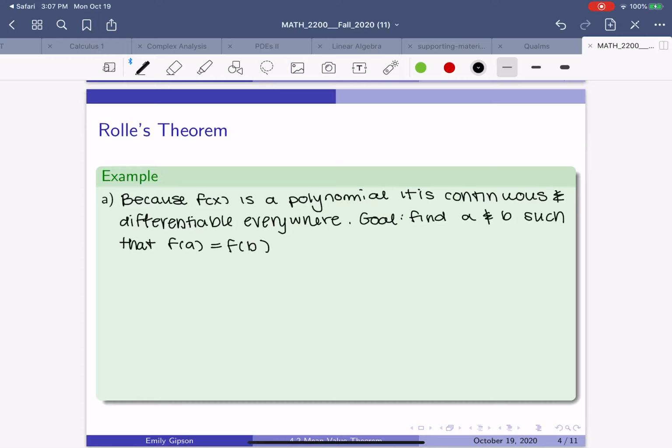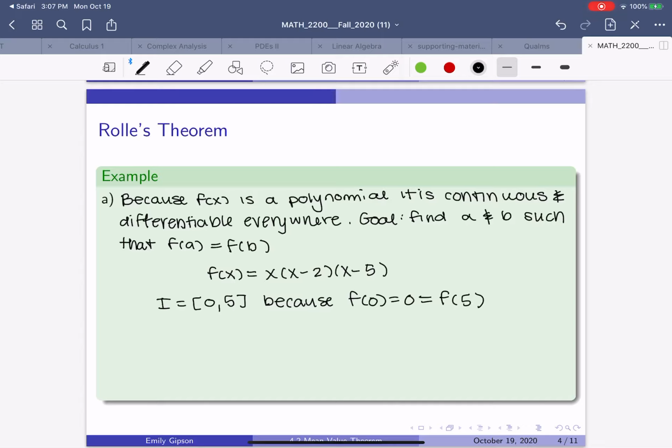And we do that by first factoring our polynomial. So f(x) can also be written as follows. We choose our interval I to be the closed interval [0, 5] because f(0) equals 0 and f(5) equals 0. So we have a and b, 0 and 5, such that f(a) equals f(b).